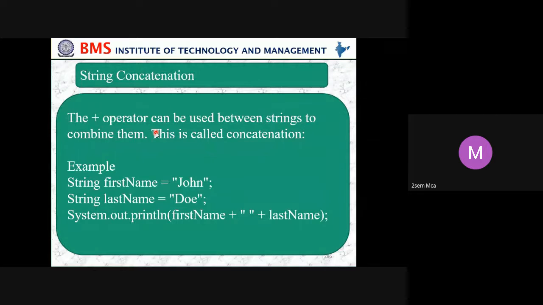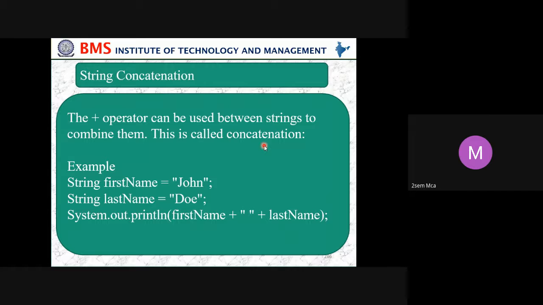Okay, so next we move on to concatenation. What do we mean by concatenation? Concatenation means combining. There are two methods here. First we'll see the first method, then we move on to the next. The first method is using the plus operator. The plus operator can be used between strings to combine them. This is called concatenation. Concatenation means combining.